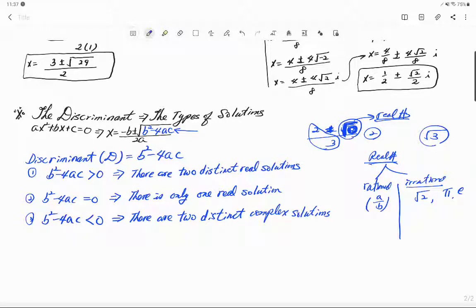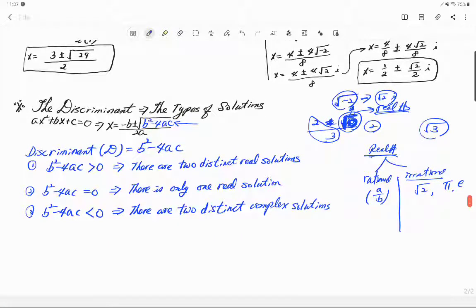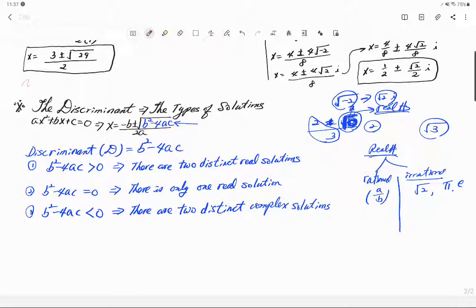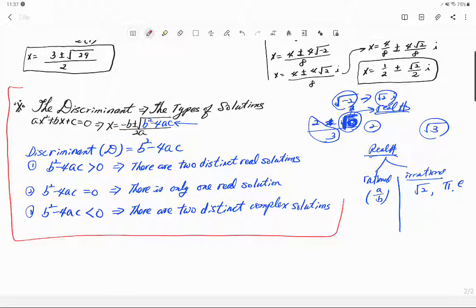Okay, the last one is when the discriminant is negative. Then this part is the square root of a negative number, say negative 2. The square root of negative 2 is no longer a real number. This is a complex number, square root of 2 i. So there are two distinct complex solutions. Can you see this? We can always find the type of the solutions by looking at the discriminant.